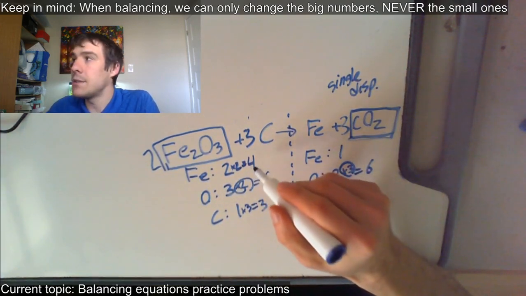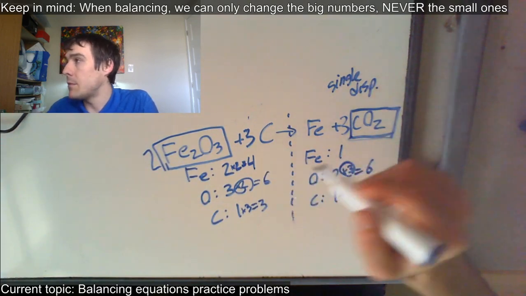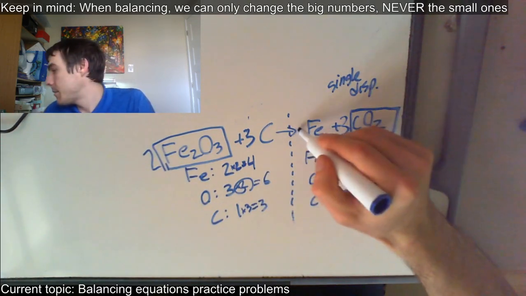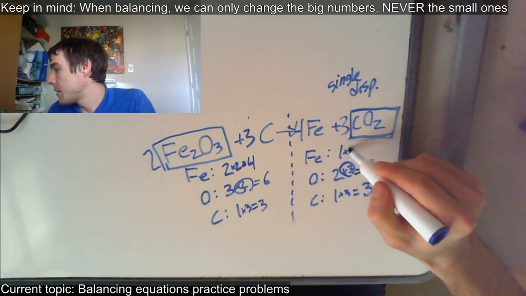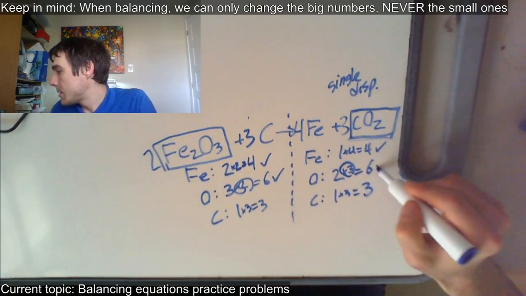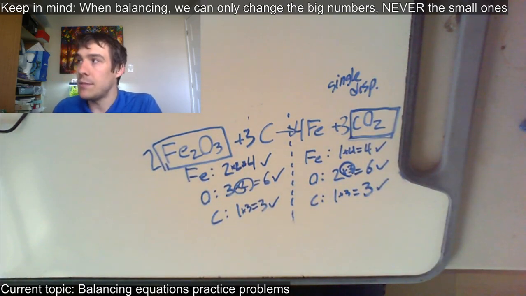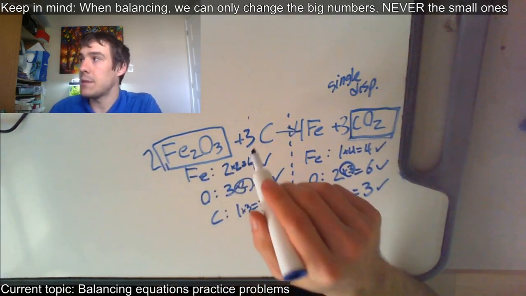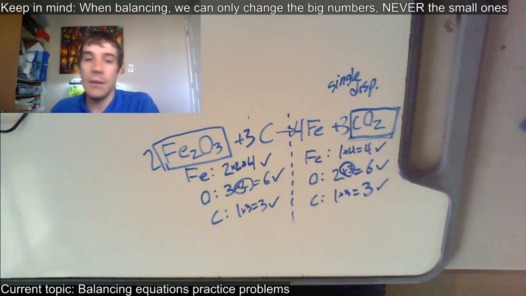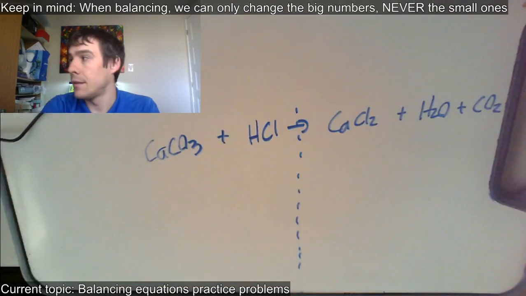Now that's good. Same thing with the iron. We have 4 irons on this side, 2 Fe2, right? 2 times 2 is 4. So 4 here. A single iron here, but we can just multiply it by 4. And now irons are good, oxygens are good, and carbons are good. And our equation is balanced. 2 Fe2O3s plus 3 carbons, 4 Fe's plus 3 CO2s.